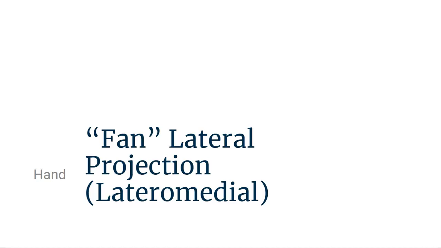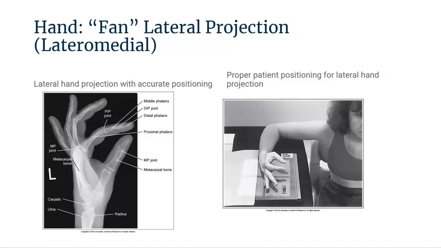So let's move on to the fan lateral hand projection. Image analysis guidelines for the lateral hand projection state that the 2nd through 5th metacarpals are superimposed. The 2nd through 5th digits are separated, demonstrating little superimposition of the bony or soft tissue structures. The thumb is demonstrated without superimposition of the other digits and is in a PA to slight PA oblique projection.